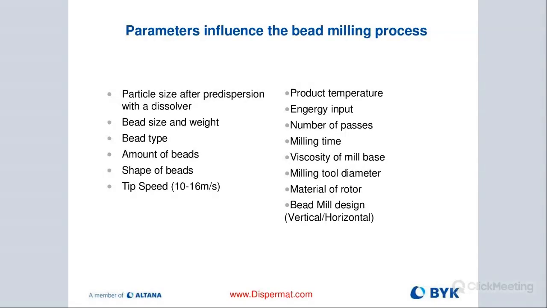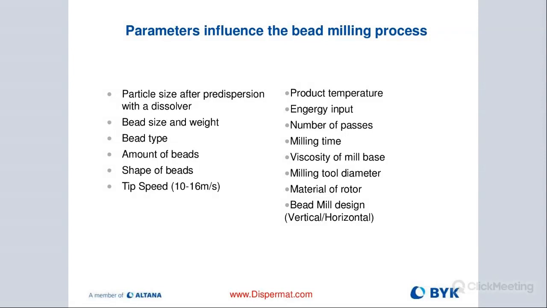So these are some of the key elements that are really important to remember when we're milling. Particle size after the pre-dispersion process with the dissolver, again, 10 microns is really your threshold there. We can't really go any lower or we're not properly breaking up the particle size. Bead size and weight, again, kinetic energy. We want to use the right size beads. The bead type, stay away from glass.